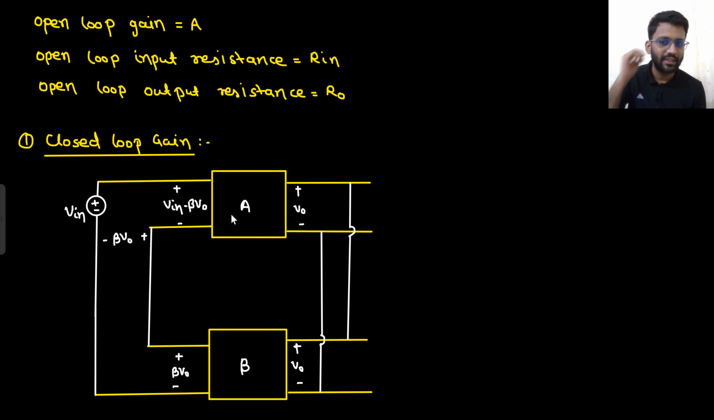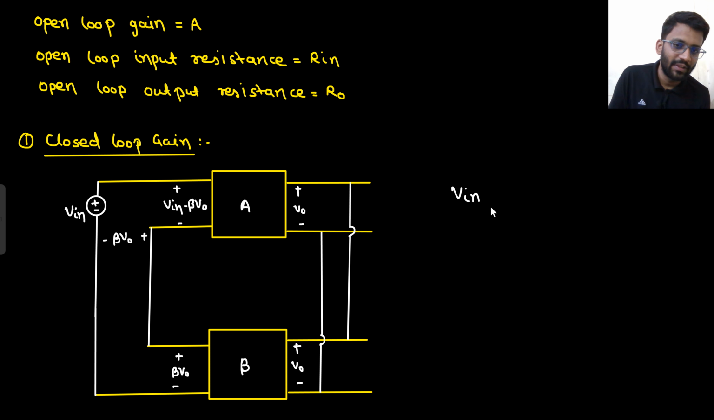What is the open loop input resistance? That is Rin, which is not shown here. We will show it in the next analysis. So this is Rin. What is the output impedance? This is R0. We already know it is inside the block, so we are not showing it here because we don't need it as of now. So let's start. We have to find closed loop gain.